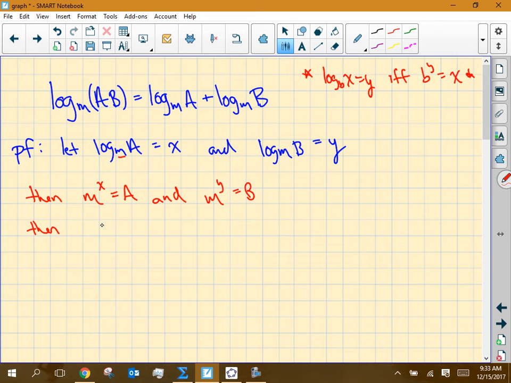Then A times B, using the stuff that I've written here, would you agree that that is M to the X times M to the Y? Is that a true statement?